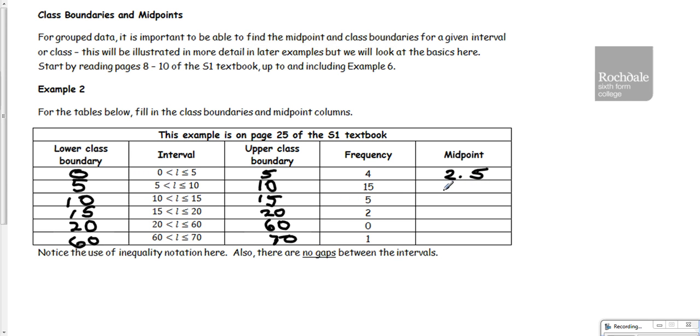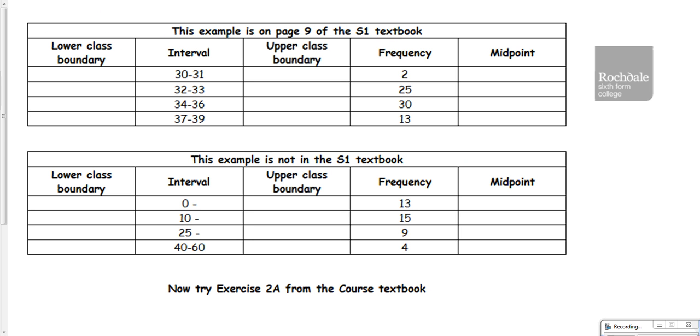Halfway between 5 and 10 is obviously 7.5. Halfway between 10 and 15 is 12.5. 15 to 20 is 17.5. 20 to 60, if you get a bit stuck, add them together and halve it. 20 add 60 is 80. Half it is 40. And halfway between 60 and 70, I think we can work that one out, can't we, is 65. So that's how you would do it if it's inequality notation.